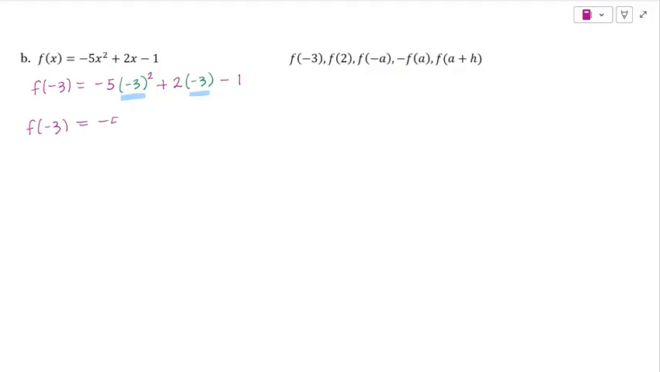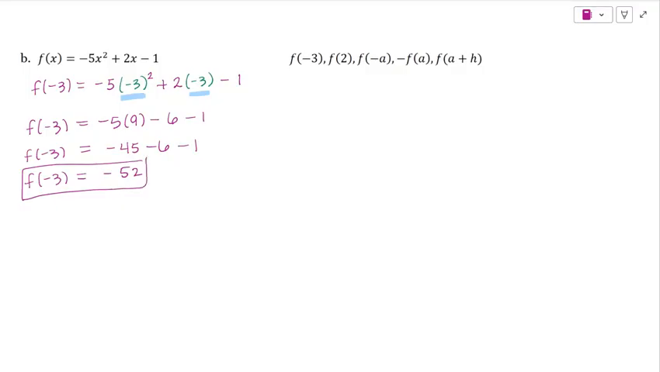So I'm going to have -5 times -3 squared, which is 9. 2 times -3 is -6, and then I have a -1. So I've got -45 minus 6 minus 1. So it looks like I'm getting negative 52. Just double checking. Yeah.